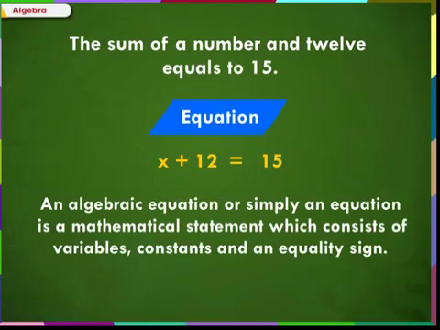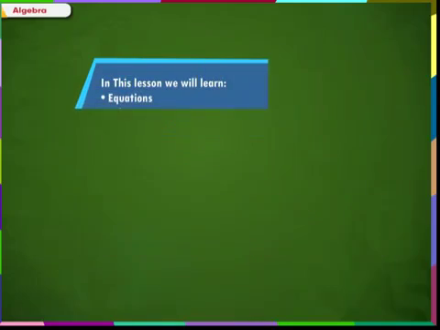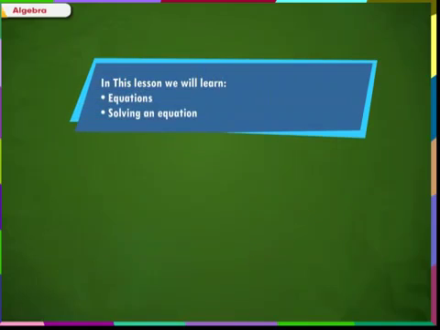An algebraic equation, or simply an equation, is a mathematical statement which consists of variables, constants, and an equality sign. In this lesson, we will study equations in more detail and solving an equation.